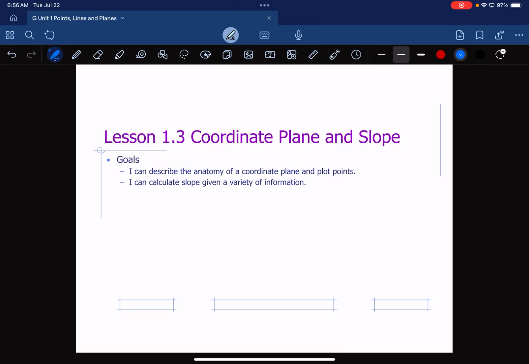This is lesson 1-3, coordinate plane and slope. And this, I think, is going to be very familiar to you because it's just reviewing some concepts from Algebra 1 that we should know. And so we're just going to recap them, make sure we're all on the same page. So I can describe the anatomy of a coordinate plane. I can plot points. I can calculate slope, given a variety of information. Those are the two things we're looking at today.